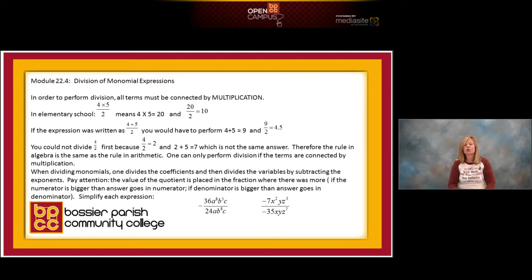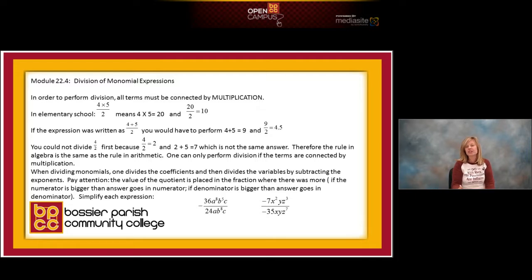So the rule of thumb is before you ever start doing division, you have to make sure M, multiplication, is there. So let's go back again to arithmetic. From elementary school, if I wrote you this expression, 4 times 5 divided by 2, I see multiplication, 4 times 5, and I see division, divide by 2. So that makes you see the connection between the two operations. I can do 4 times 5, and what would I get? 20. And I could do 20 divided by 2 and get my value of 10.